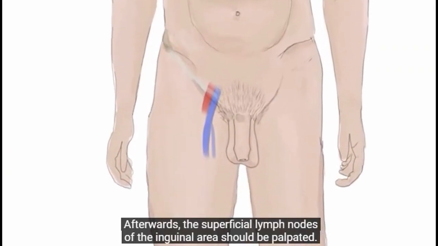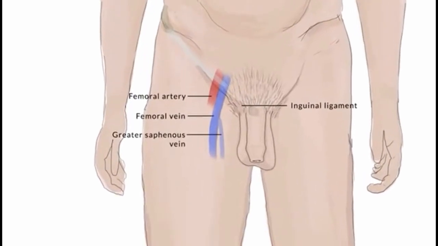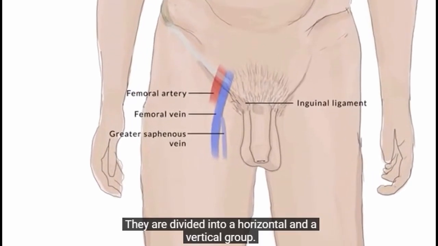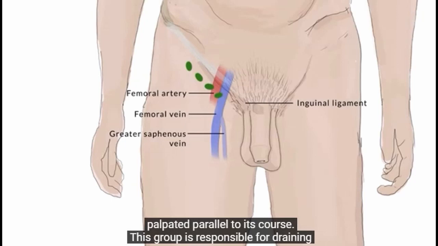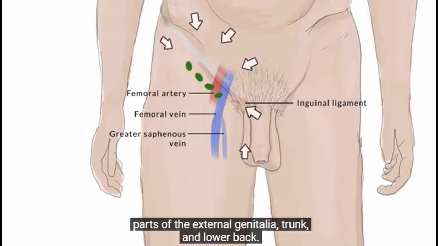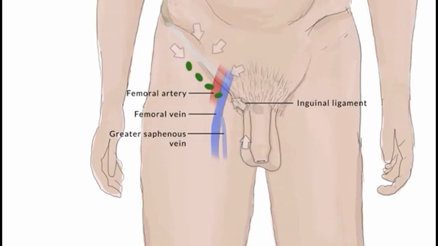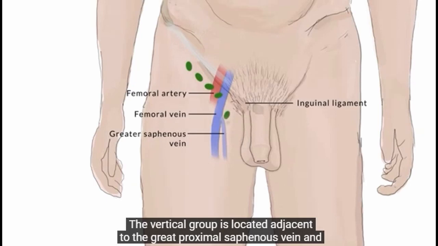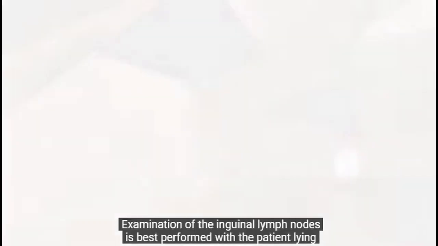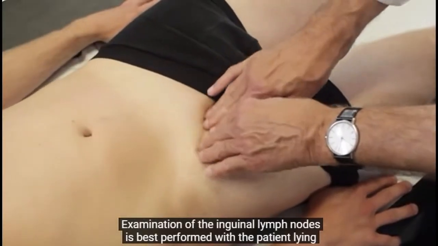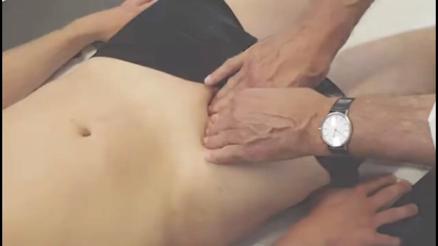Afterwards, the superficial lymph nodes of the inguinal area should be palpated. They are divided into a horizontal and a vertical group. The horizontal group lies below the inguinal ligament and can therefore be palpated parallel to its course. This group is responsible for draining parts of the external genitalia, trunk, and lower back. The vertical group is located adjacent to the great proximal saphenous vein and drains lymphatic fluid from the lower extremity. Examination of the inguinal lymph nodes is best performed with the patient lying down.